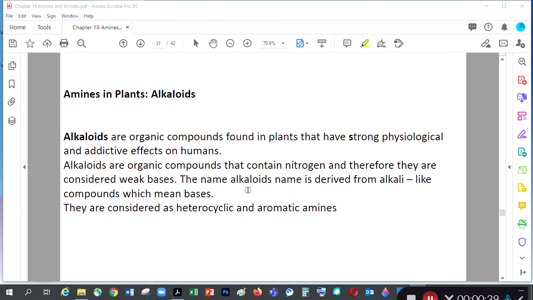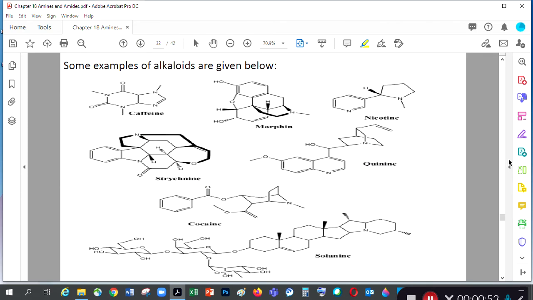And the name alkaloids is derived from alkali-like compounds, which means bases. They are considered heterocyclic and aromatic amines. So let's look at some of the examples. Most of them are addictive, and most of them are a stimulant for the body, and some of them are very, very dangerous for our health.